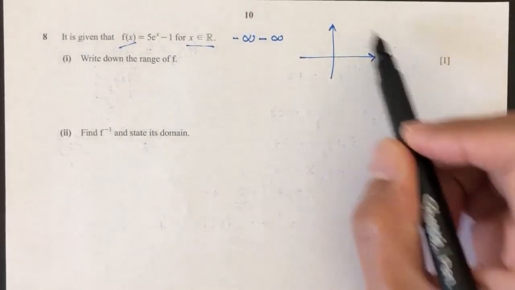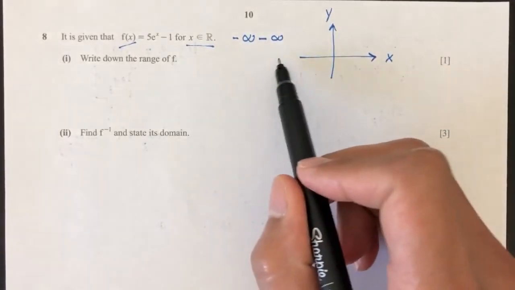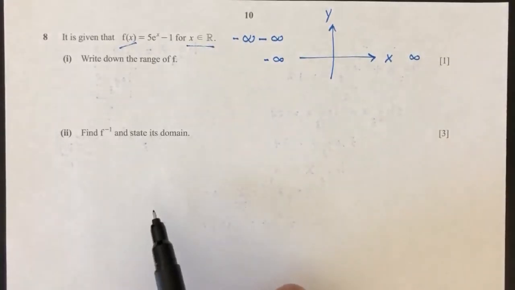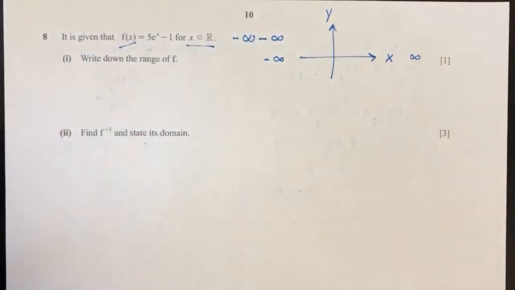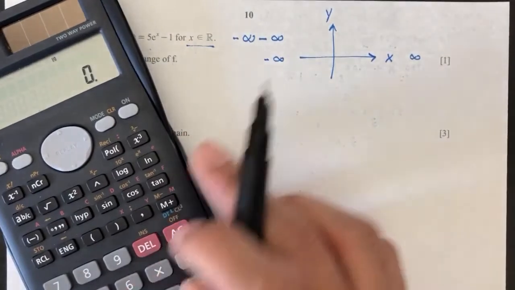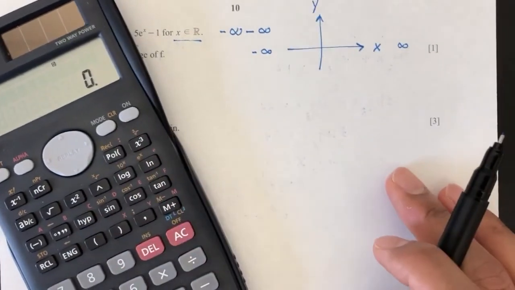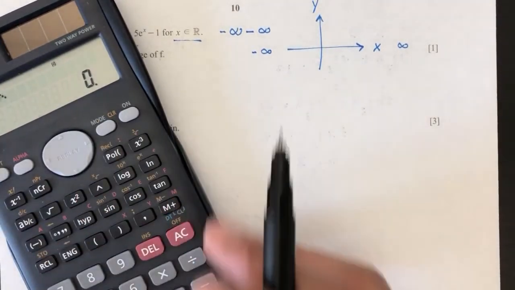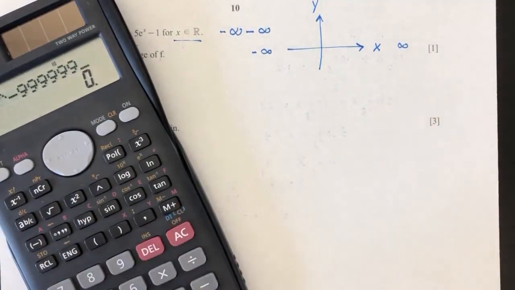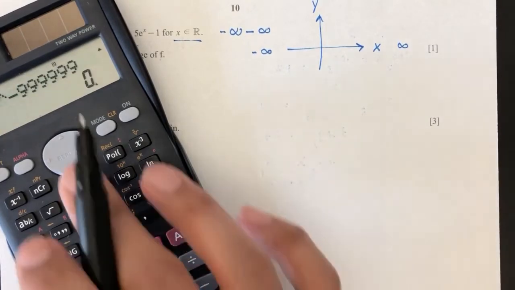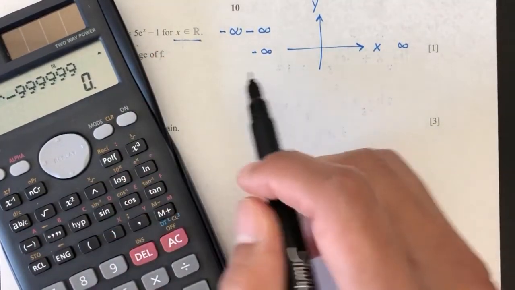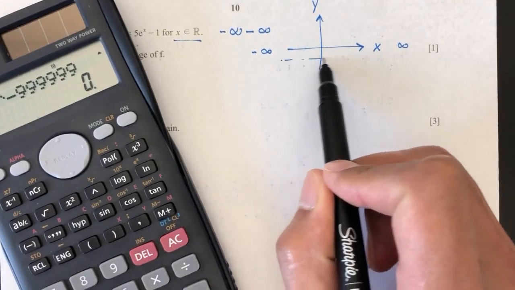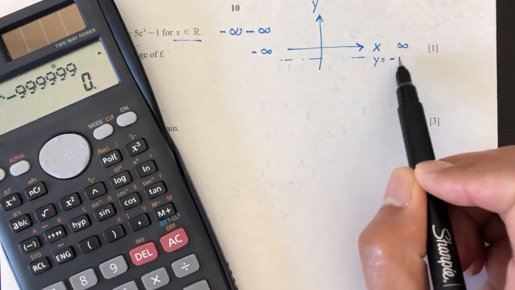So let's have a look. This is x, this is y. So this is minus infinity, and this is infinity over here. So let's replace infinity in this value here. If x is equal to minus infinity, for example, let's say it is 5 exponential minus 99999, that will give me 0. 0 minus 1 will be minus 1. So the minimum value of y will be on this line, y equal to minus 1.